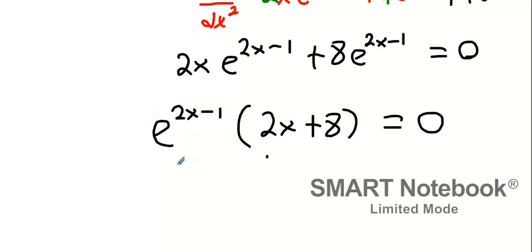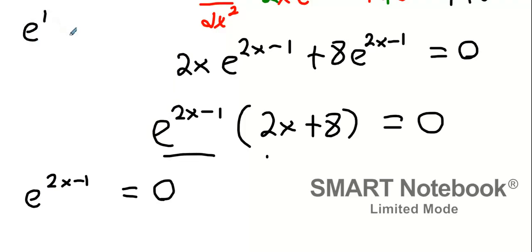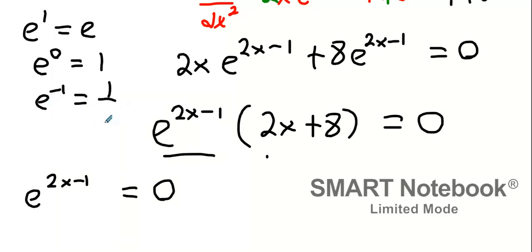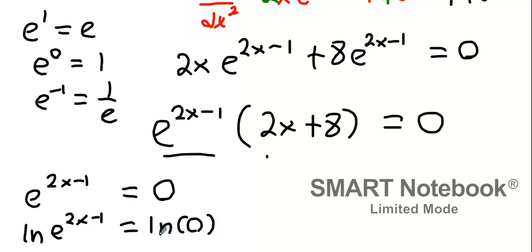Now, let's solve both of these individually, and you'll see one of them probably has a problem with it. So I'm going to write down e to the 2x minus 1 equals 0. Is that possible? What's e to the power 1? e. What's e to the power 0? 1. What's e to the power minus 1? 1 over e. It's never, ever, ever 0. If you ln both sides, trying to free up the 2x minus 1, what you're going to see is that ln 0 is undefined. That's not going to work out for us.